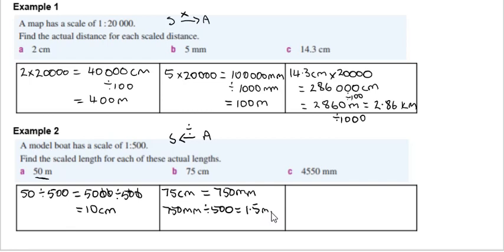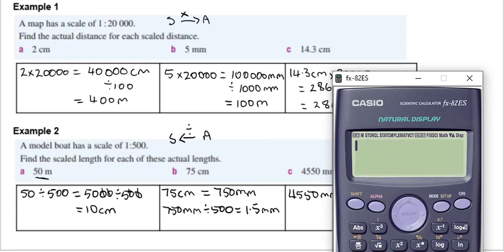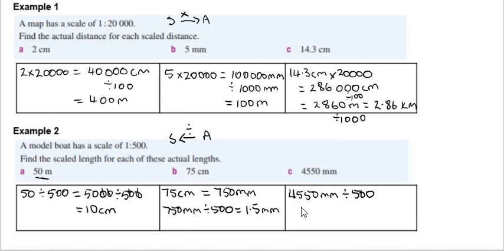And finally, in real life we have 4,550 millimetres. Our scaled length is 500 times smaller, so we're going to divide that straight away by 500. We'll get our calculator and do 4,550 divided by 500 equals, and the answer is going to be 9.1 millimetres.